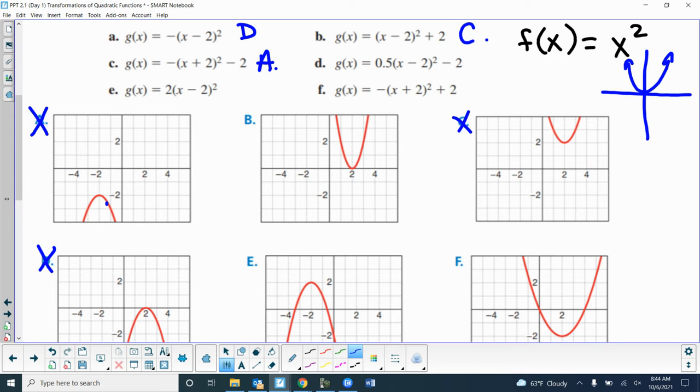When you have that number out front of the whole thing there, what's that telling you? Is that a stretch or a compression at 0.5?